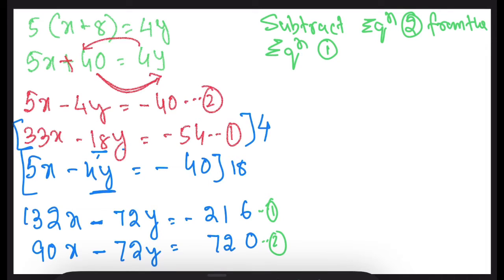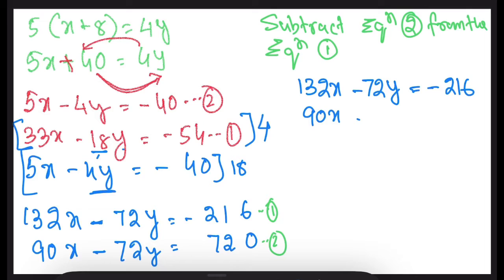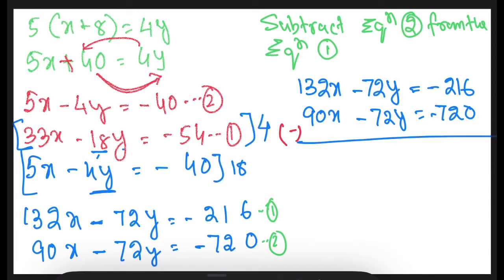Equation 1 is 132x minus 72y equals minus 216. The second equation is 90x minus 72y equals minus 720. Now subtract, so the signs will change: 90 becomes minus 90, minus 72 becomes plus 72, and minus 720 becomes plus 720.